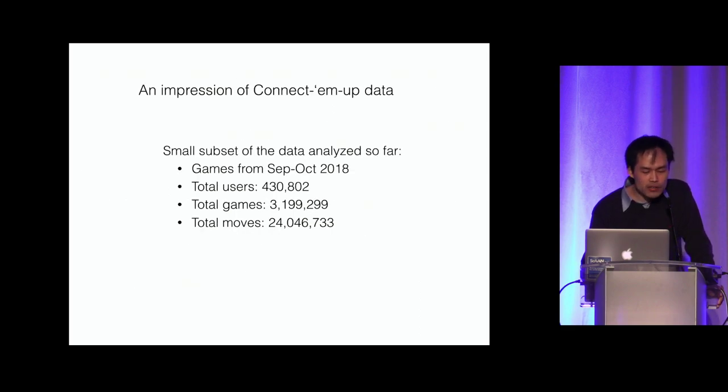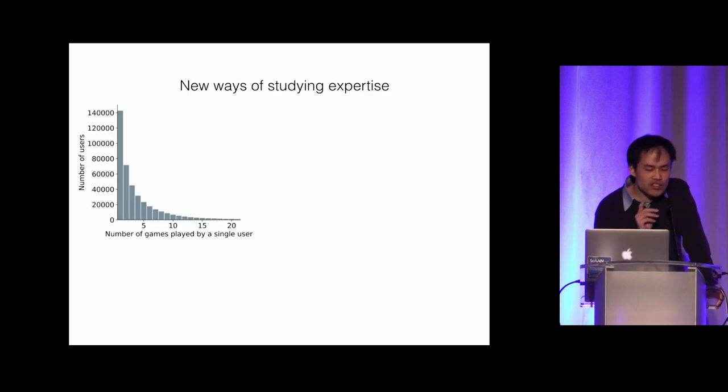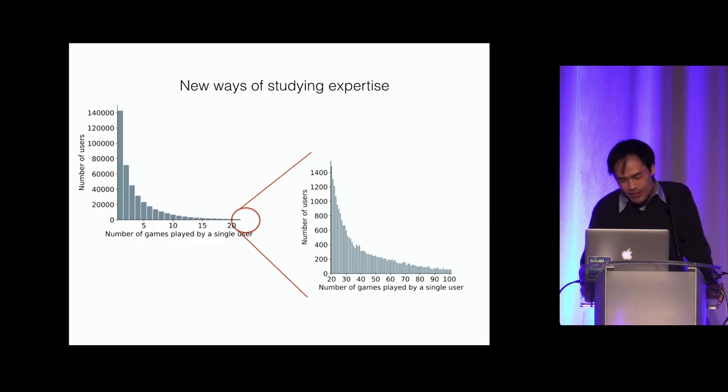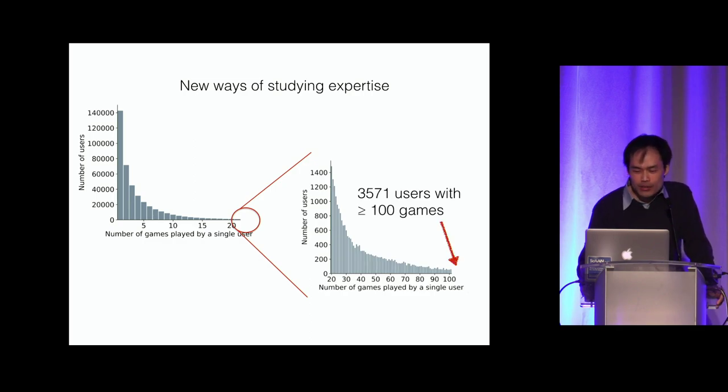So, an impression of these data: just from 1 month in 2018, we had 431 users, 3.2 million games, and 24 million moves. So this is a similarly sized data set. This is the histogram of how many games people played. One thing you notice is that there are 140,000 people who played this game once and never again. That's okay. We still love them. Normally you don't pay attention to the tail, but we're going to pay attention to the tail and blow up the y-axis, and you see that there are still thousands of people who play between 20 and 100 games, and it turns out that there are 3,600 users with at least 100 games just in this 1 month period.